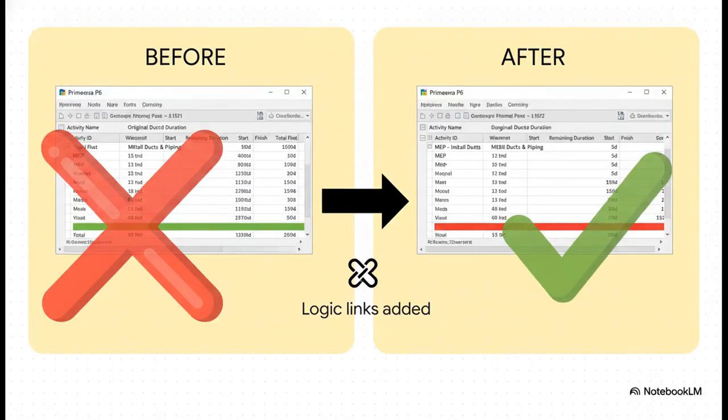And now, bam! This is the transformation. We add our 4 simple logic links, we hit reschedule, and look what happens. That 150 days of fake float, it just evaporates. It's replaced by a much more realistic 5 days. And the critical path, it's no longer hiding. It now runs directly through the MEP works, telling you exactly where the real risk is. The schedule has gone from hiding the truth to revealing.